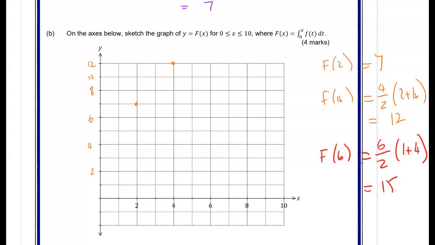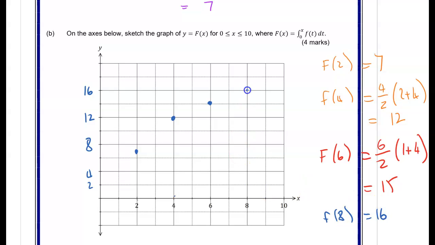I haven't done a very good job here. My scale is not good. I'm going to change it because otherwise I'm not going to fit the graph. So I think I'm going to go up in 2s. So let's try that again. 2 to 7, I should say. F of 4 is 12. F of 6 is 15. And then F of 8, if we keep going, is 16.